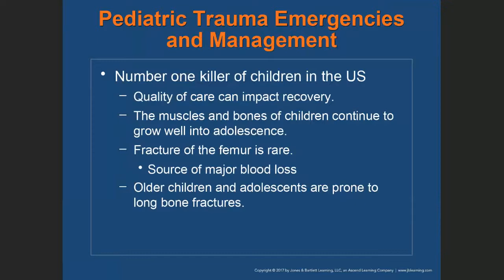Pediatric trauma, emergencies, and management. This is the number one killer of children in the US. The quality of care can impact recovery. The muscles and bones of children continue to grow well into adolescence. Fracture of the femur is very rare. It doesn't mean it can't happen. It's going to be a source of major blood loss because of the size of the femur.